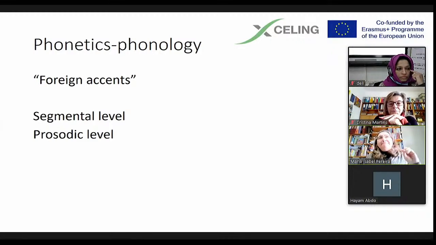We can identify different foreign accents, and that is easily observable either at the segmental level, I mean the individual sounds, or at the prosodic level, namely intonation, which is quite often, even if at the segmental level the articulation is very close to target, the prosodic level shows us that it is a foreign speaker of a certain language.